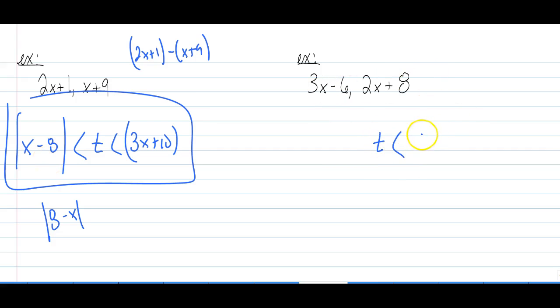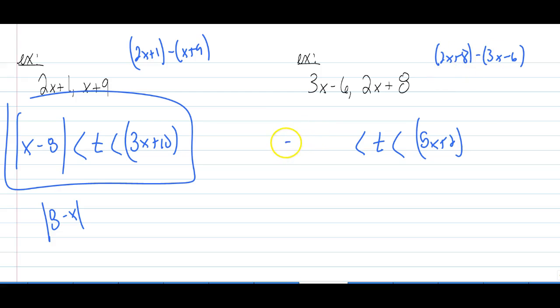Next one, if we add those together, we get an upper bound of 5x plus 2. So we can just add them together. And for our lower bound, we're going to subtract. Now, depending on the x value, sometimes 3x minus 6 would be bigger, or sometimes 2x plus 8 is going to be bigger. So we're not really sure which one of those is going to be larger, so we have to subtract them and consider the fact that we don't know which one of those terms is bigger.